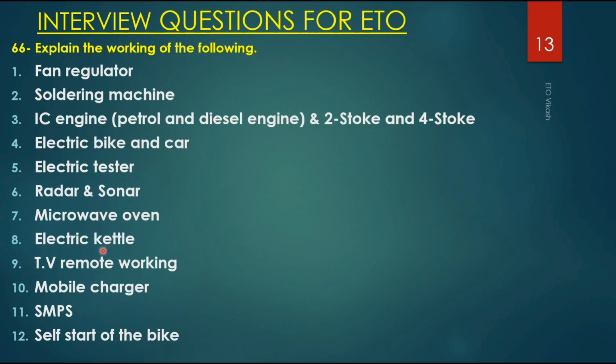And the electric kettle also works on the heating effect of current, I square RT. There will be one coil, and when we give the supply current, the heat will be generated, I square RT. And how does the TV remote work? The remote has a transmitter, and the TV has a receiver. So depending on the transmission and receiver, it will work.